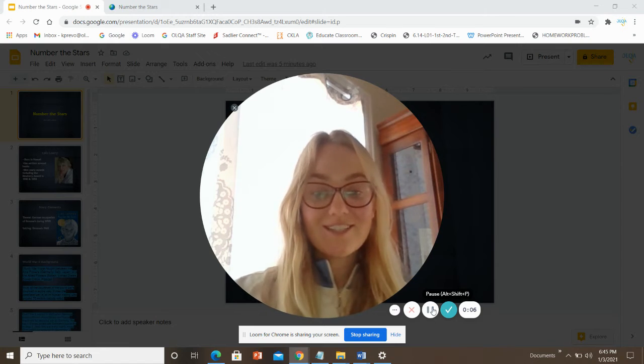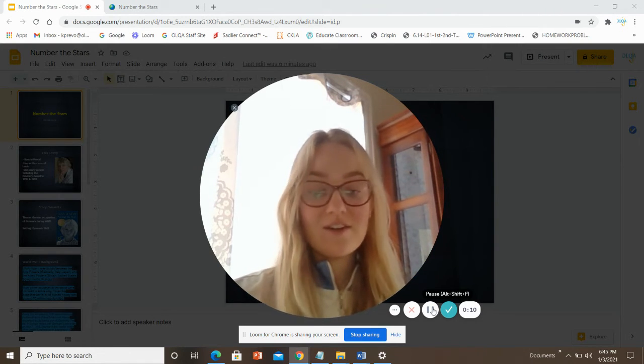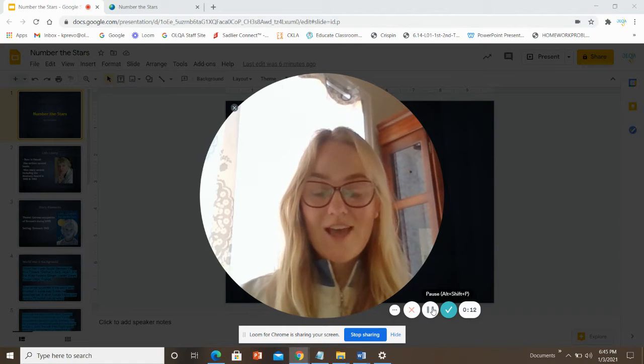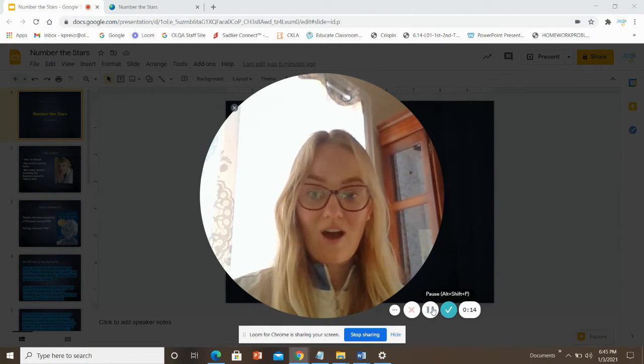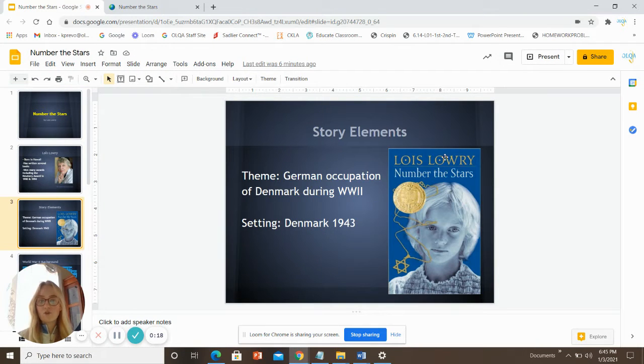We are going to be starting our new year with a new unit, and this unit is on the novel Number the Stars. Everyone has received the novel when you got your materials sent home or picked up from school. Your novel kind of looks like this. It might be a little lighter blue cover.